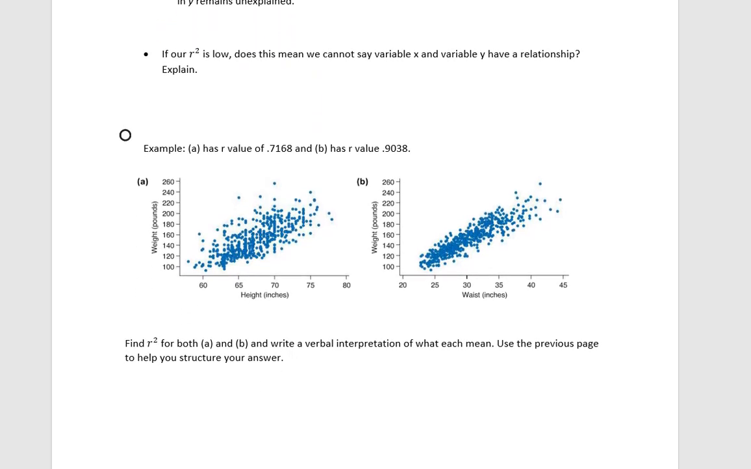Now be careful, just because our r squared is low, does this mean that we can't say that x and y have a relationship? No, it means that they just don't have what kind of relationship? Linear.